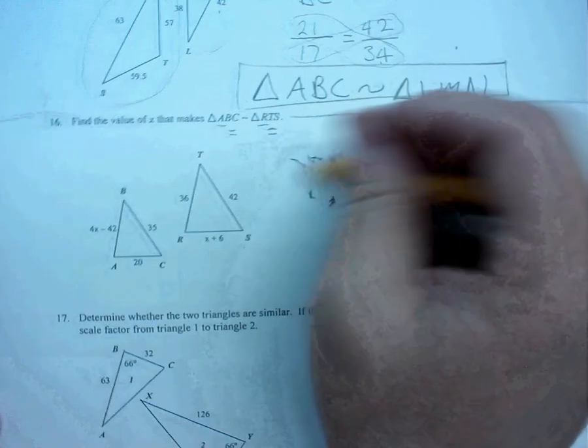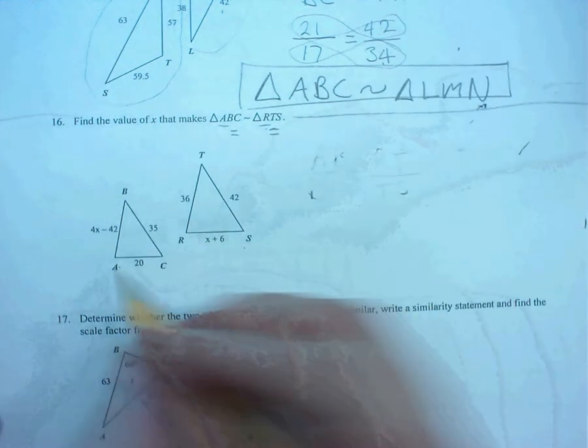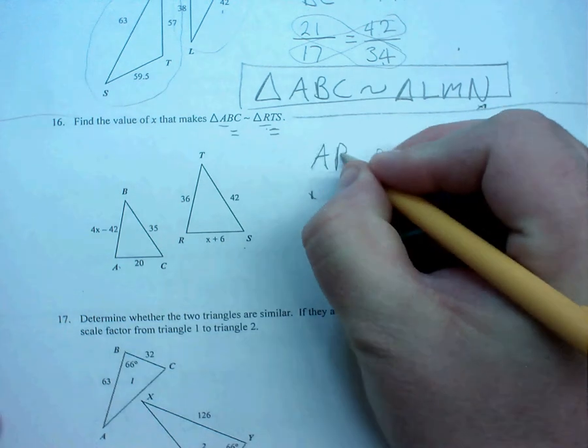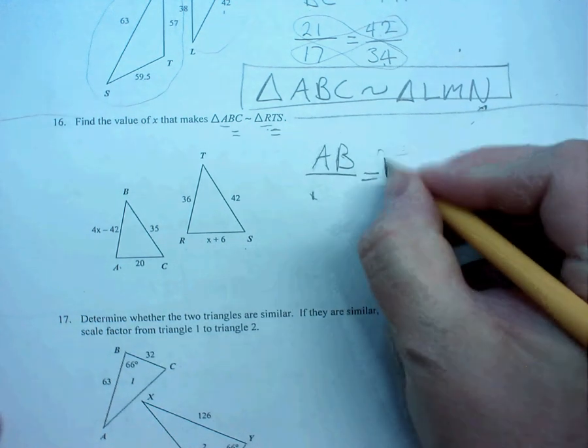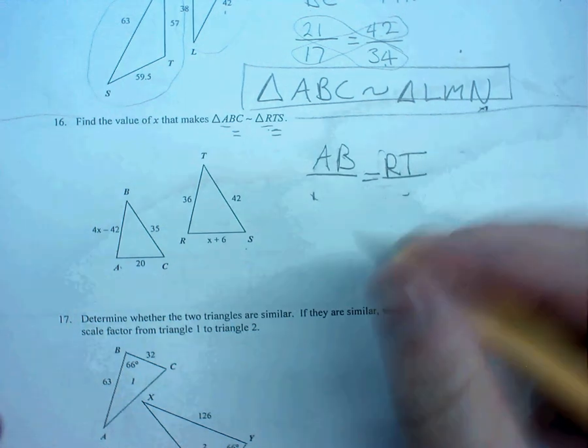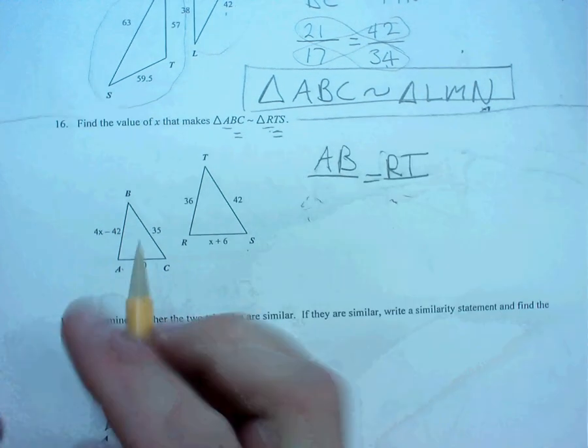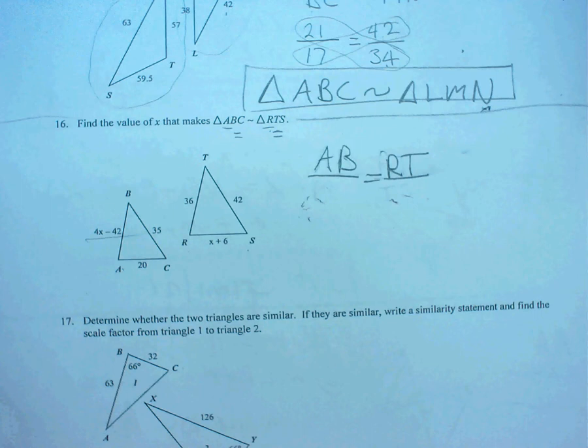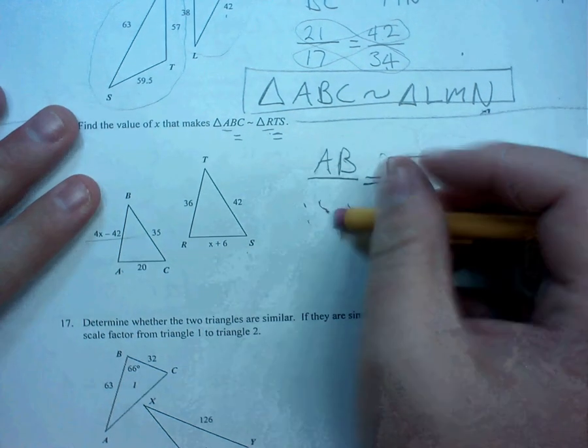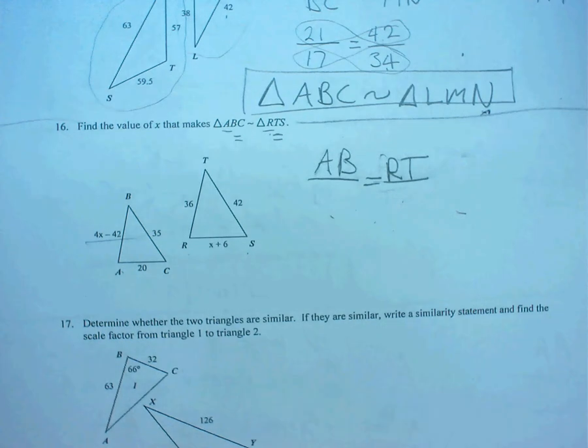Go ahead and erase what you have. Mr. Adams needs AB for sure, right? And we know that AB corresponds to RT. I need that. Why? Because that has this value of X. Now, truth be told, I could solve that problem that way, but that's no fun. I want to do a quadratic and make my life difficult.